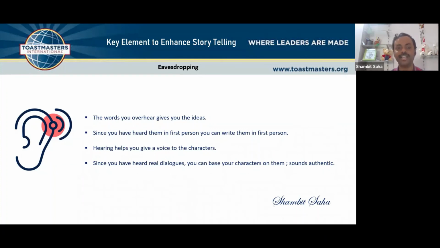So the first skill that I'm going to look into is eavesdropping. Not a very good practice, but if you want to write dialogues, get used to it. For example, just listen to people. God has given you two ears to listen with. Start listening to people, right? And what happens when you start listening to people? You register things in your head.